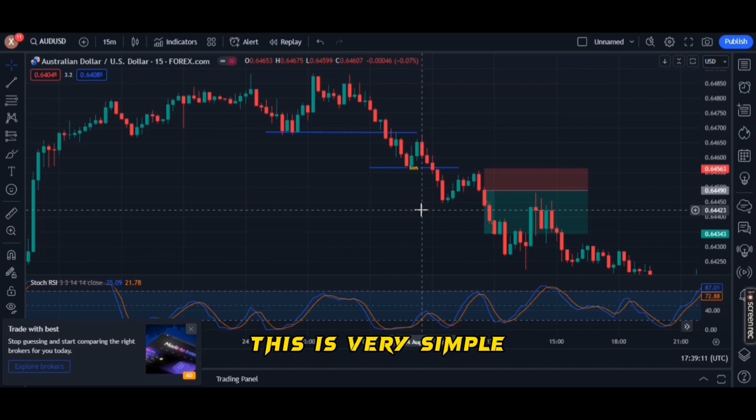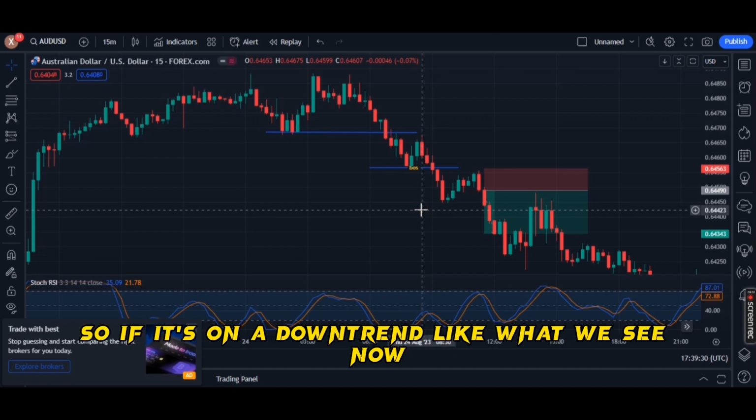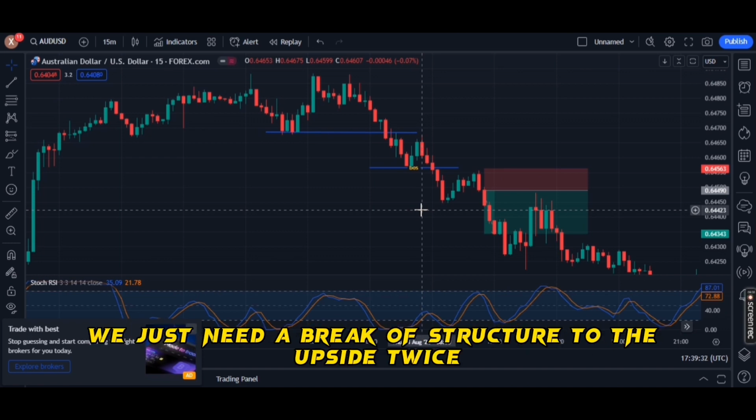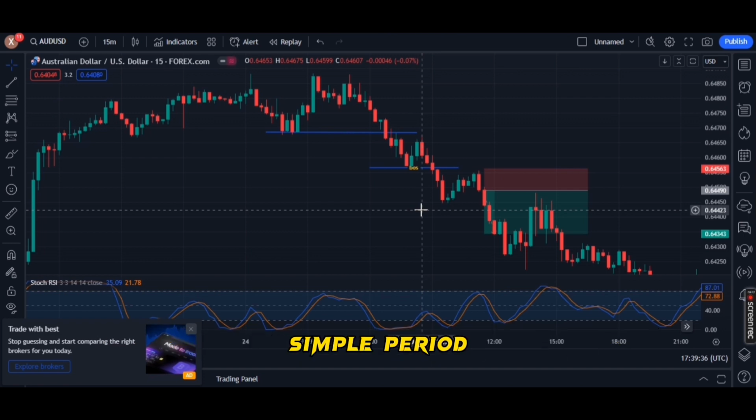This is very simple. What you just need to do when you're at your charts, if it's in a downtrend, we know it's taking the lows. It shows it's in a downtrend. If it's in an uptrend, we know it's taking the highs. Just need a break of structure. If it's in a downtrend like what we see now, just need a break of structure to the upside twice. Then we enter on the third one. Simple, period. Guys, this is magic.